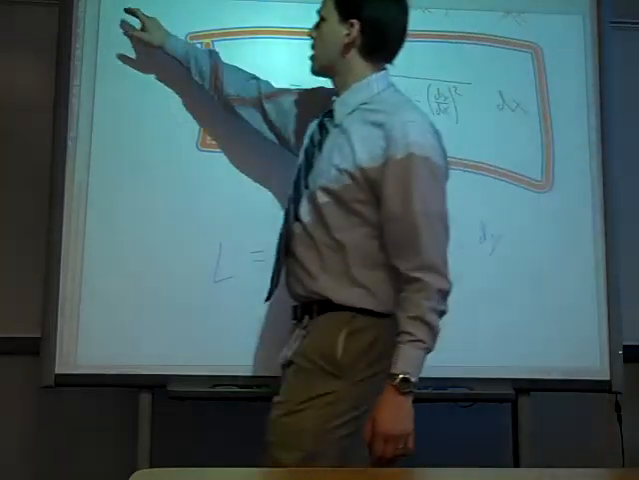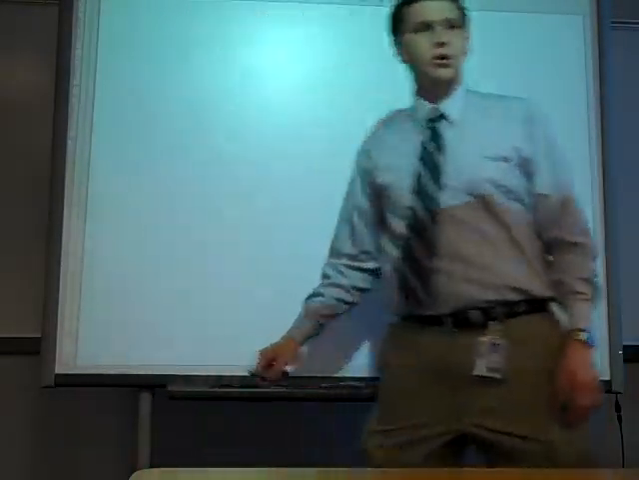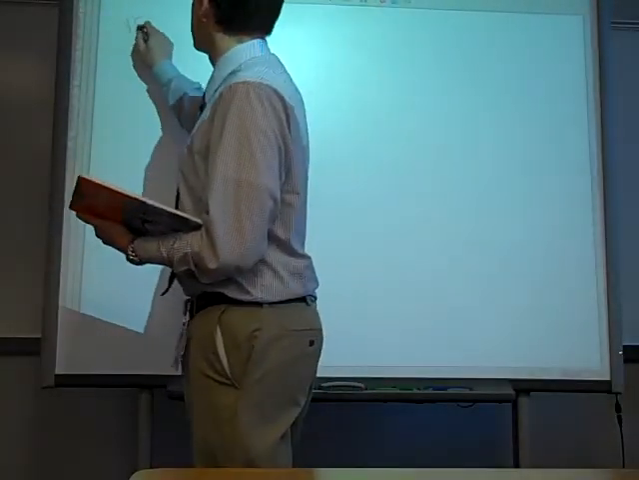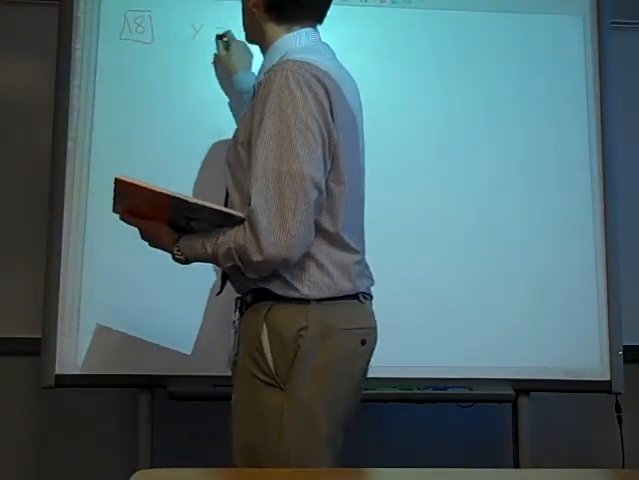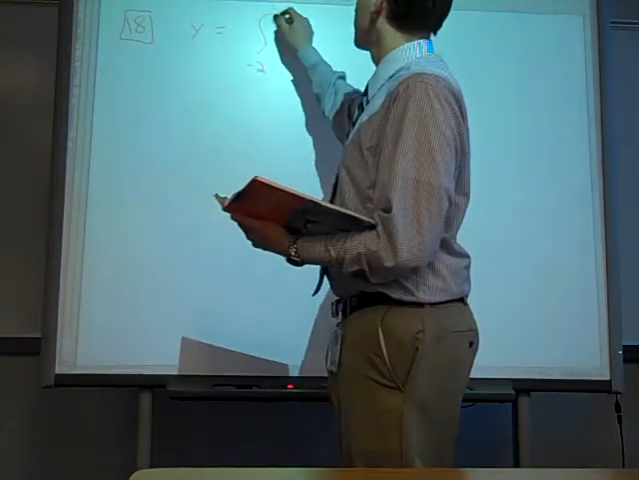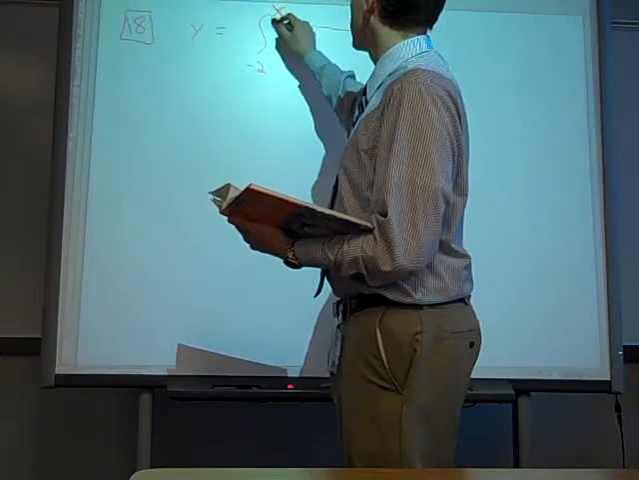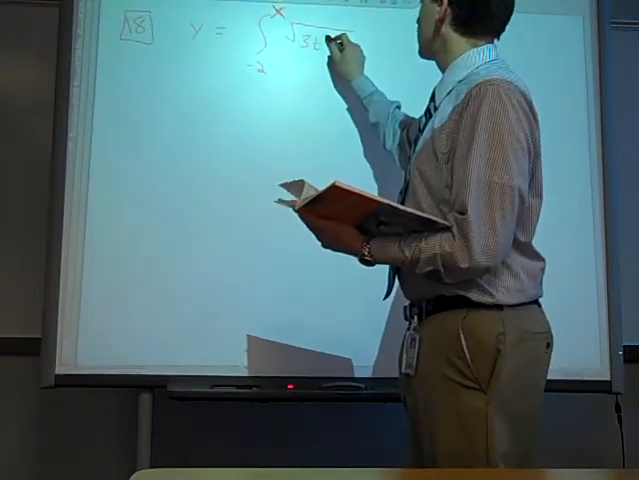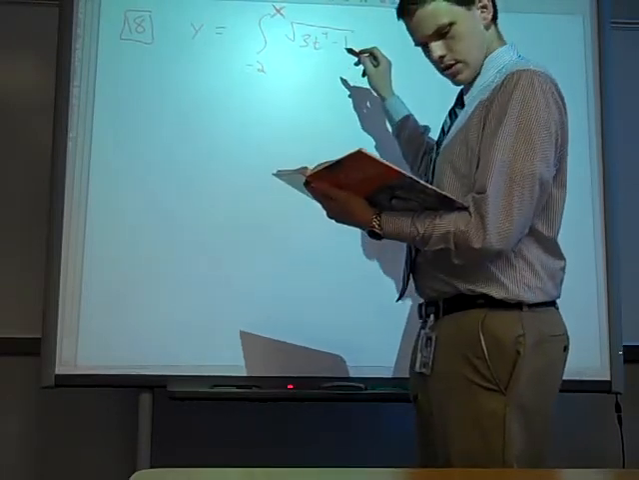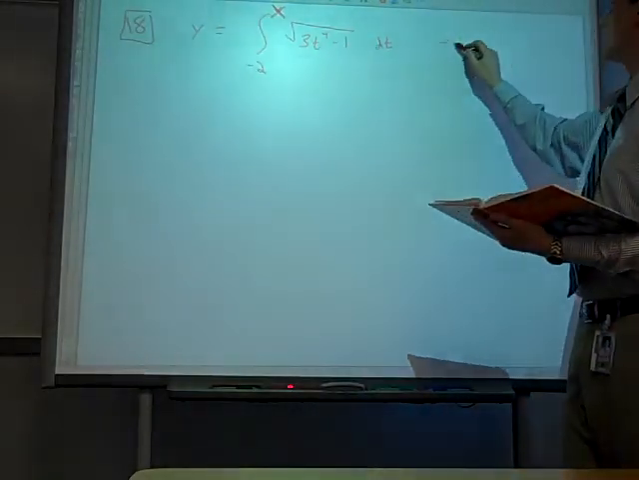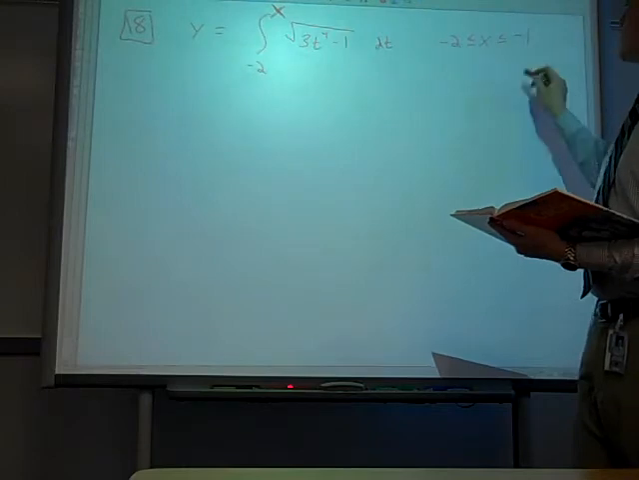Okay, let's do a problem from the book. A lot of people, both classes, have asked about number 18. So you want to do that? Let's do that one. Number 18 tells us that y is equal to an integral of the square root, that's an x, of 3t to the 4th minus 1 dt, and we're integrating from -2 to -1.